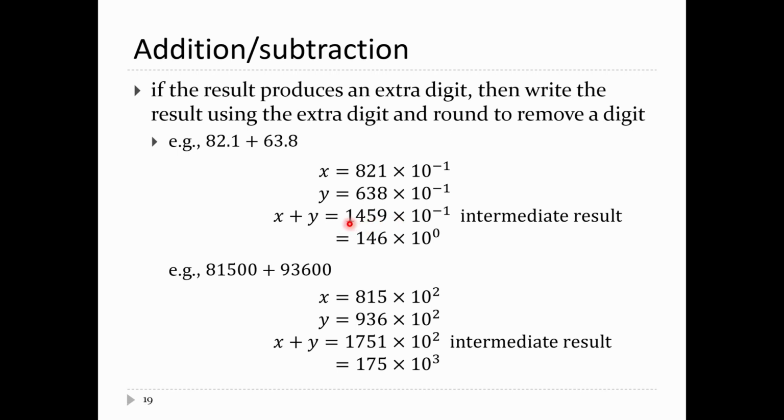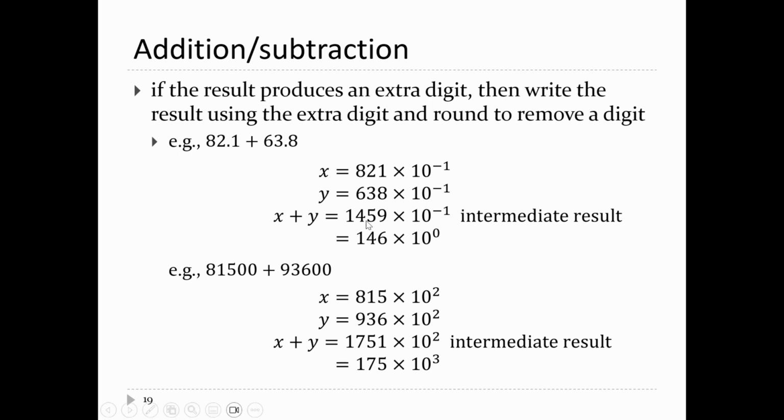There are lots of ways you can think about this. You can write this as 145.9 times 10 to the minus 1, then round. Sorry, 145.9 times 10 to the 0, then round it to 146. Another example: if you add these two numbers, you end up with a 4th digit, so 1751 times 10 to the 2. I increase the exponent by 1 and shift the decimal place 1 to the left to get 175.1 times 10 to the 3. Round, and you get 175 times 10 to the 3.